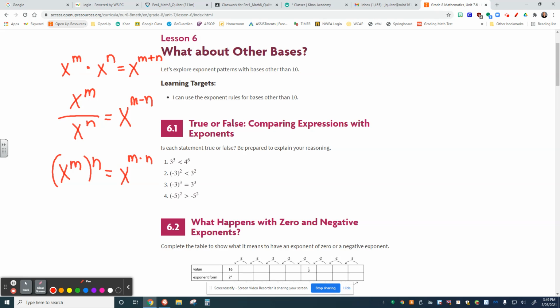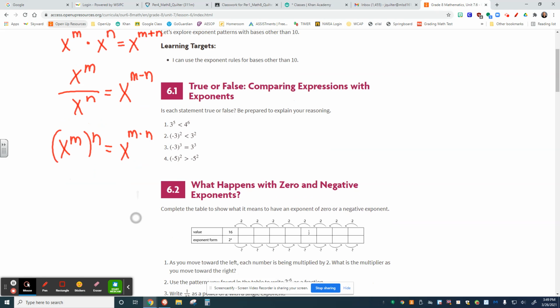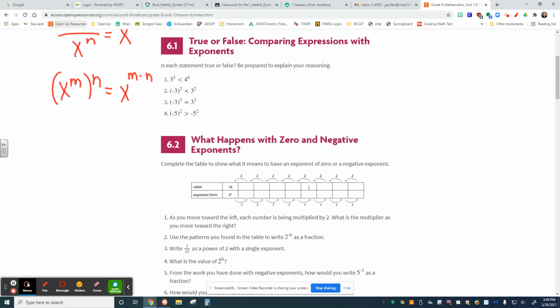Okay, so the first thing we're looking at is true and false. If we look at 3 to the 5th power being less than 4 to the 6th power, we can use a little bit of logic to help us out. First off, recognizing that the bases are different, 3 is less than 4, so 3 times 3 times 3 times 3 is not going to grow as fast as 4 times 4 times 4.